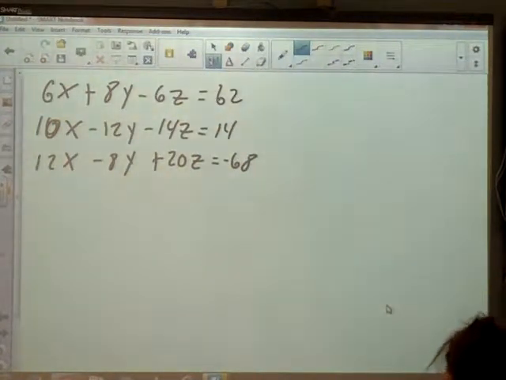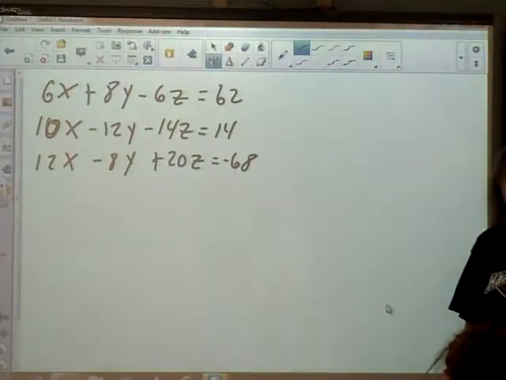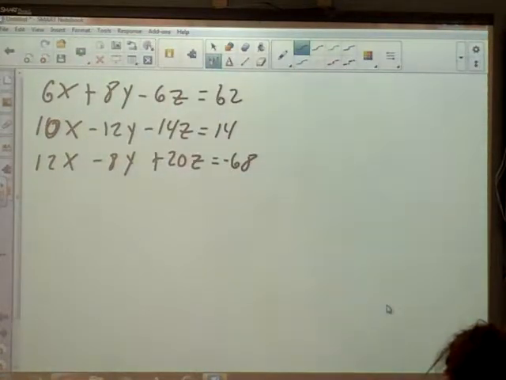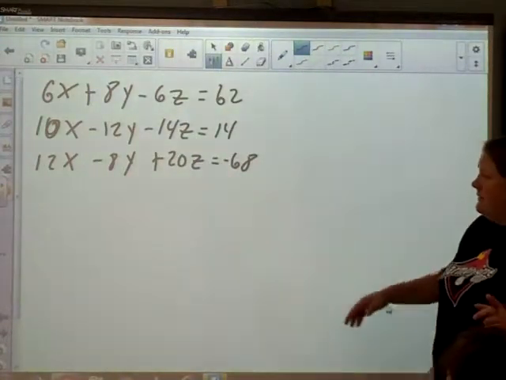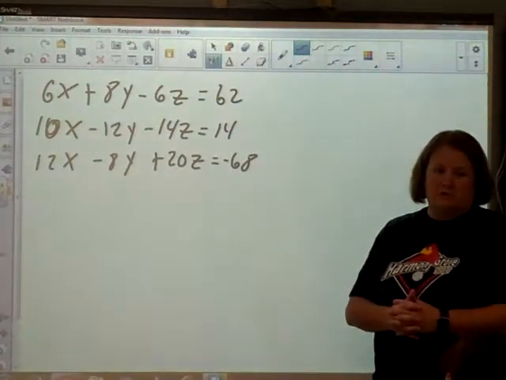Wait, I have a question. How do you know, like, on this one, would you multiply the top one by 2 to get it in line with the last one? Yes. We have to multiply everything from the first one. If you wanted to get rid of the x's, that's what you would do.